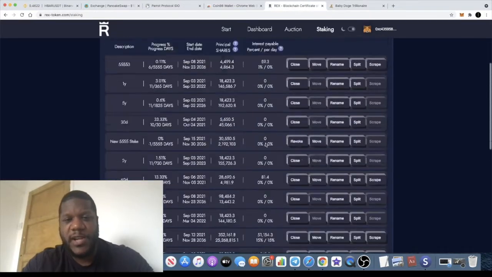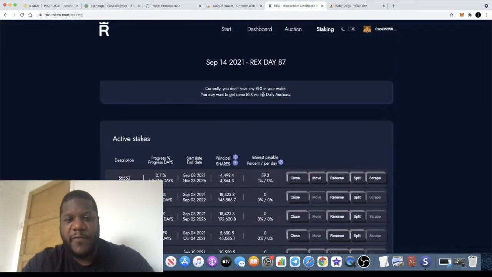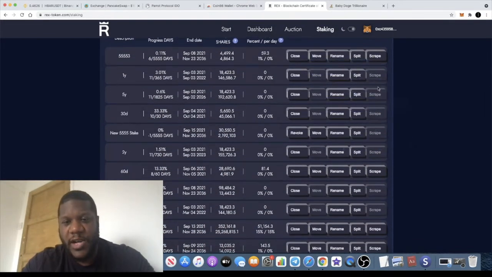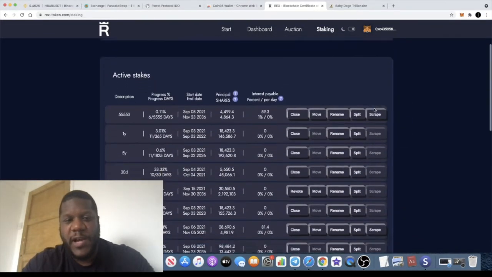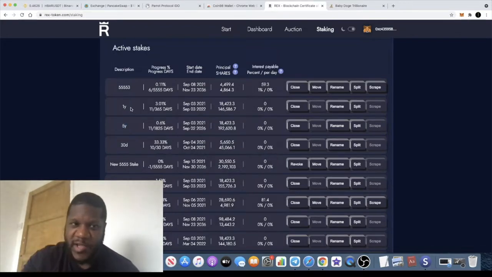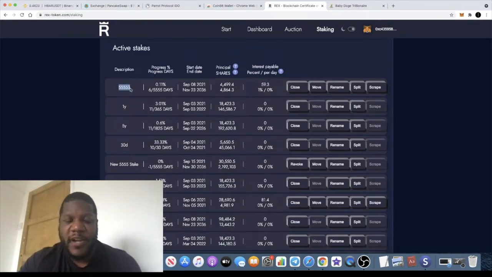I just want to update you on my stakes for Rex. I've actually done a few scrapes. Some of you might be thinking, why am I doing that? The main reason is that I did these stakes when I didn't fully know what was happening with this platform. I didn't do my research extensively. Now I understand that I need to be doing the maximum stakes for 5,555 days, which is about 15 years.